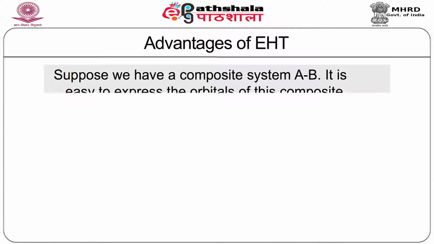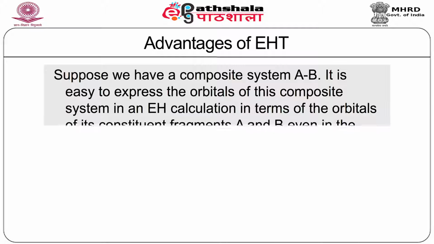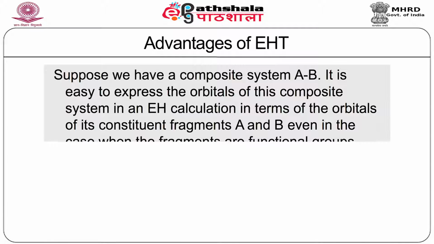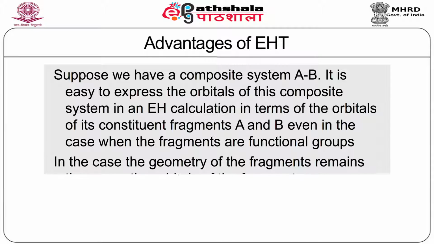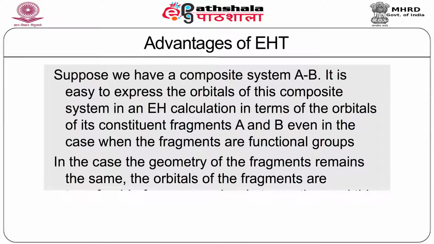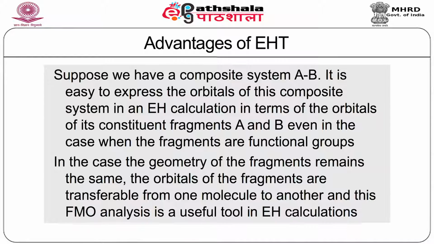Now suppose we have a composite system AB. It is easy to express the orbitals of this composite system in an extended Huckel calculation in terms of the orbitals of its constituent fragments A and B, even in the case when the fragments are functional groups. In the case the geometry of the fragments remains the same, the orbitals of the fragments are transferable from one molecule to another, and this fragment molecular orbital analysis is a very useful tool in extended Huckel calculations.